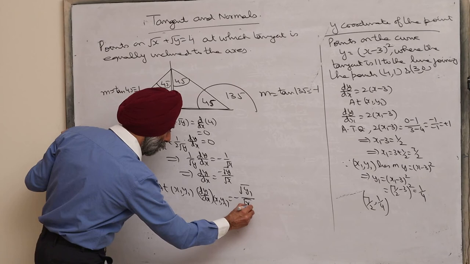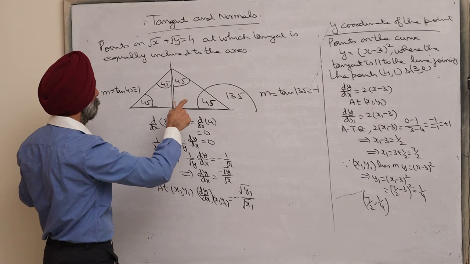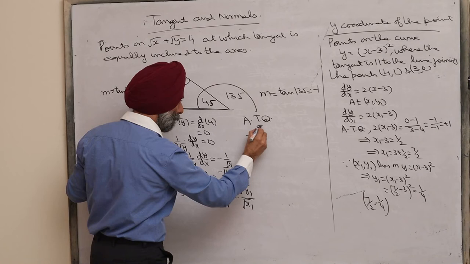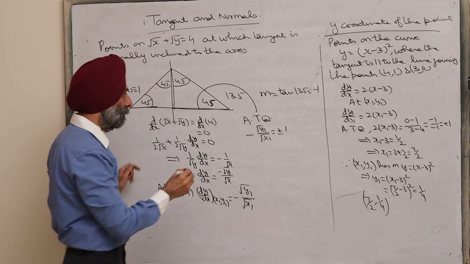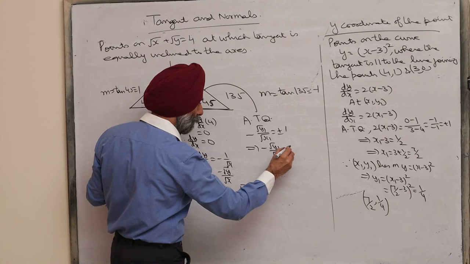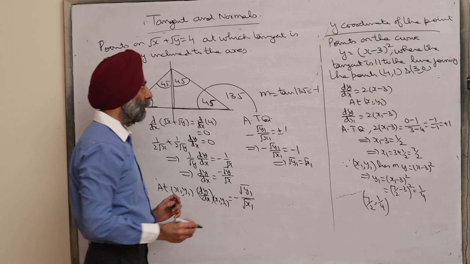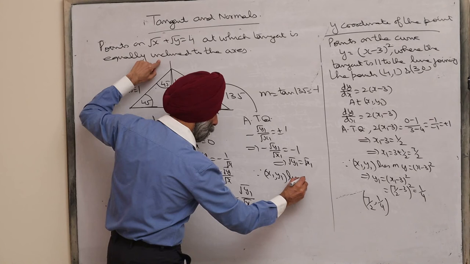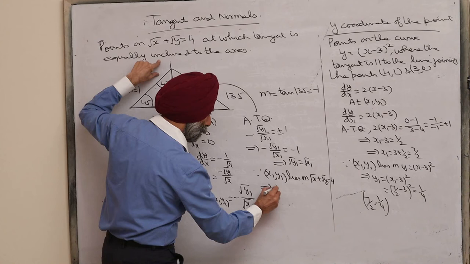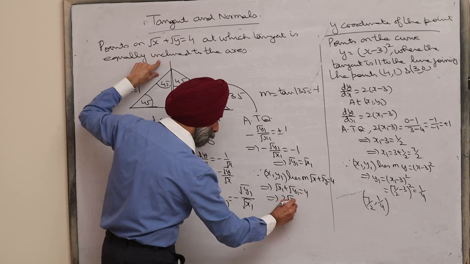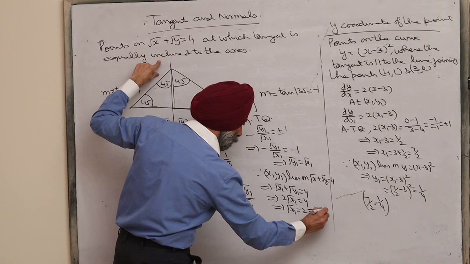Now you can see here at which the tangent is equally inclined. So according to the question, minus under root of y1 over under root of x1 is equal to plus minus 1. So we have the two cases here. Minus root of y1 over root of x1 is equal to minus 1, which implies that root y1 is equal to root x1. Because x1, y1 lies on root x plus root y is equal to 4, root x1 plus root y1 is equal to 4, or 2 times root x1 is equal to 4. This implies root x1 is equal to 2, or x1 is equal to 4.